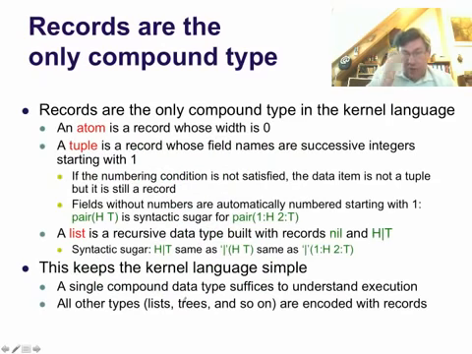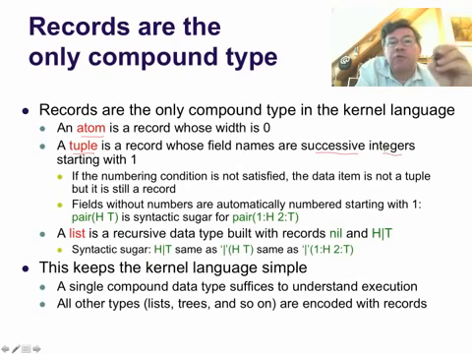So records are the only compound data type in the kernel language. For simplicity, the kernel language contains only records, and other data types are encoded or are particular forms of records. For example, the atom can be seen as a record whose width is 0. There are no field names. A tuple is a special case of a record whose field names are successive integers starting with 1.